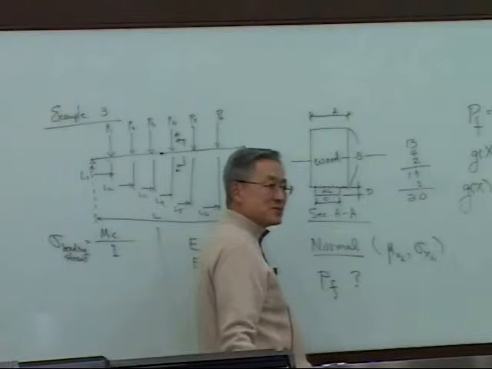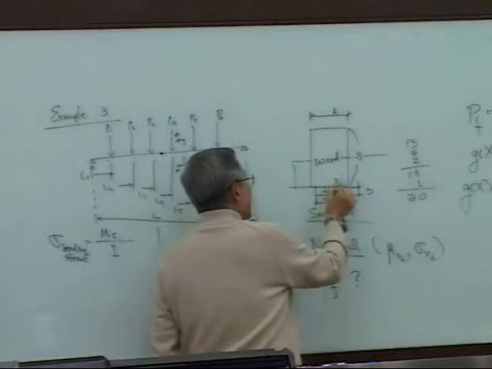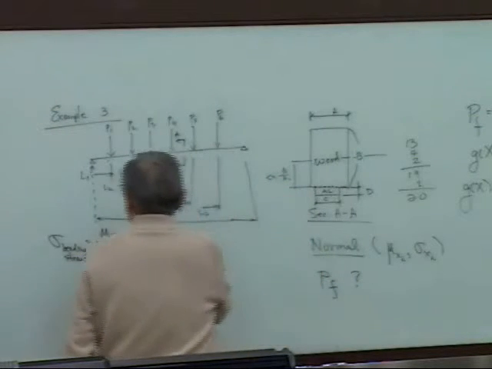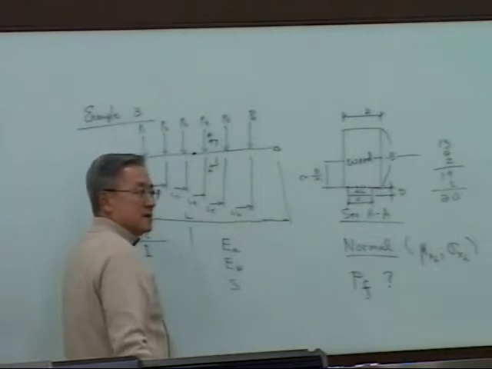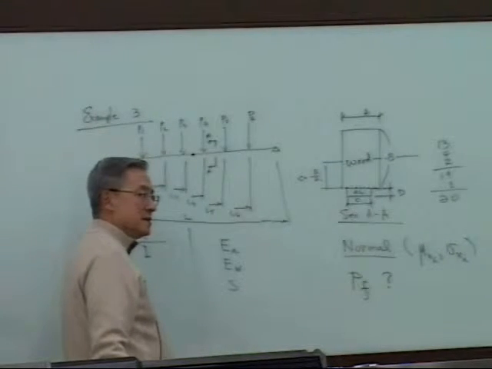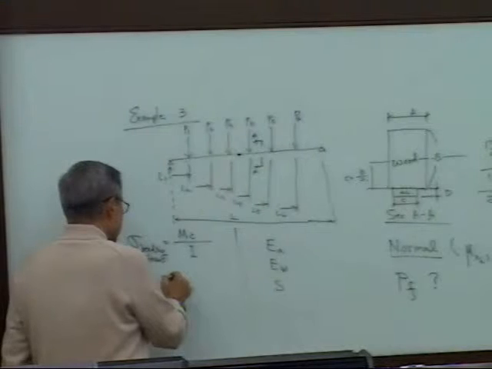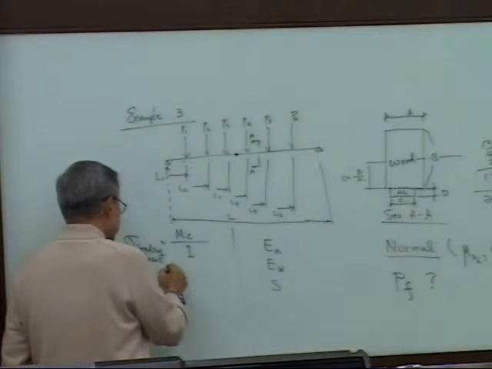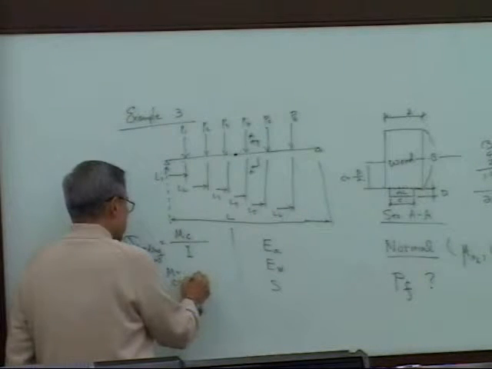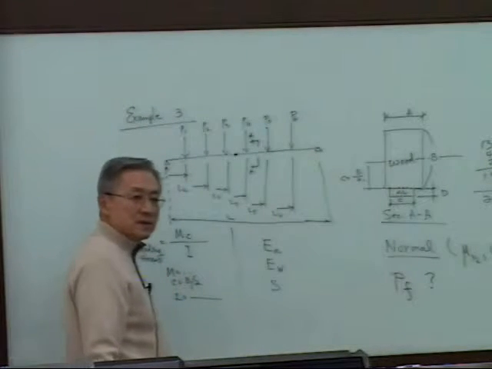Then C is the distance from the neutral axis. So this is a C, which is half of the B. Over here is a C. And what about the I? Moment of inertia, right? So moment of inertia, I, and M you can compute that. And C is half of the B. And I is, you remember the rectangular cross section?